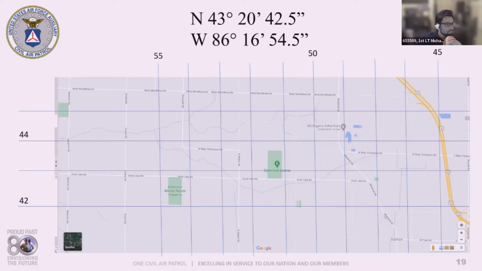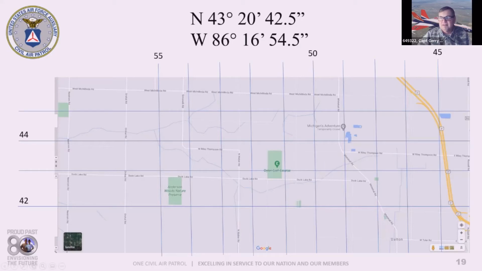And the coordinates are up top in case you need to look at them. It would be the park. It would be the Anderson Woods Nature Preserve. Excellent. Very good. Because again, if we take a look, we're going to 42.5. So it's going to be somewhere in there. And then we're looking at 86, 54.5. So pretty much right in the center of the Anderson Woods Nature Preserve.